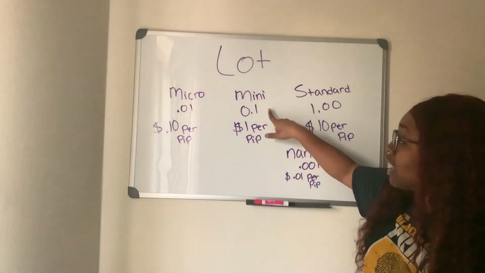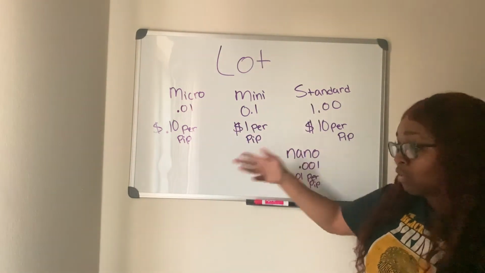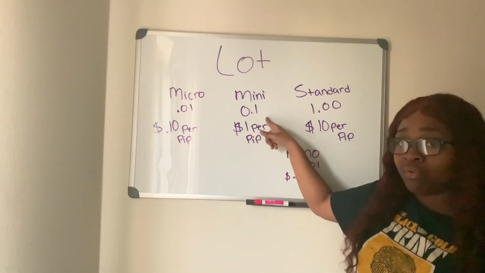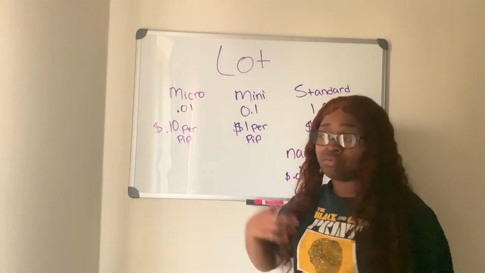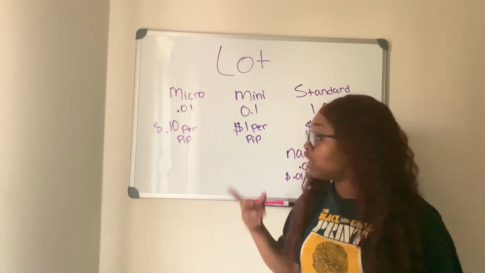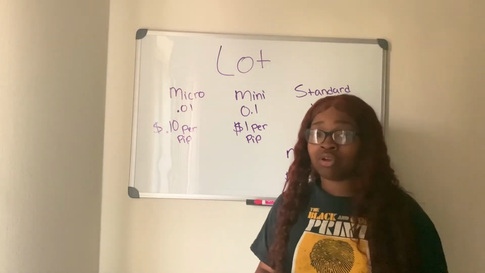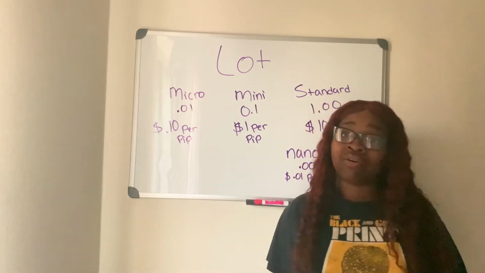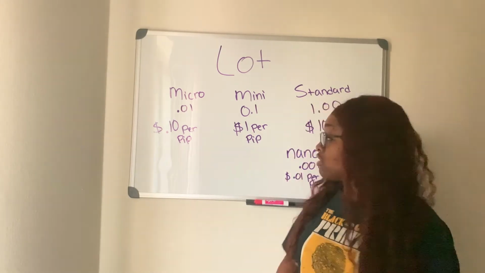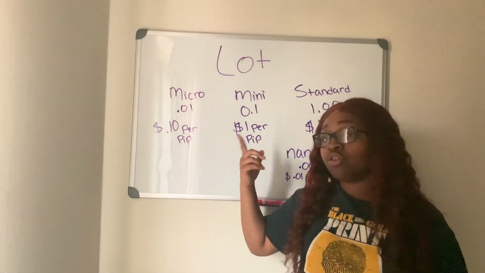This one is a mini lot. Now that's bigger than a micro lot, of course. That is a 0.1, which represents $1 per pip. So every time the pip moves 1 point, 1 unit, you get $1. You're driving in your car, and for every mile that you drive, you get $1. You go 100 miles, that's $100. If the price moves 100 pips, you make $100.